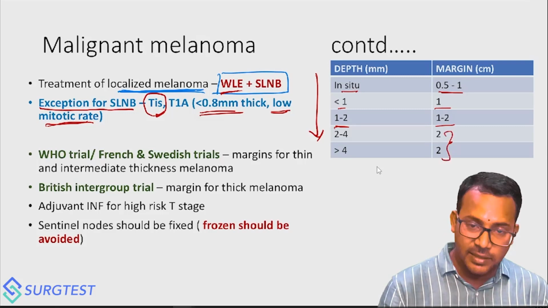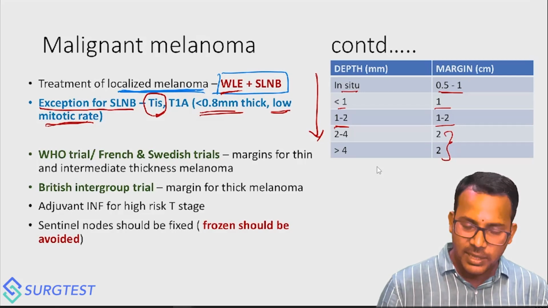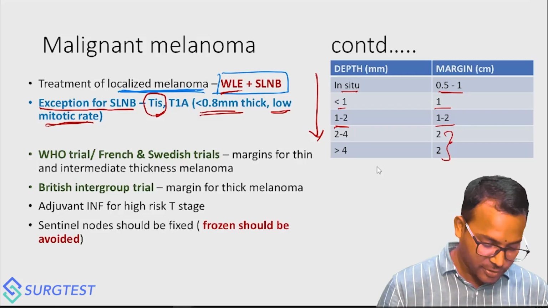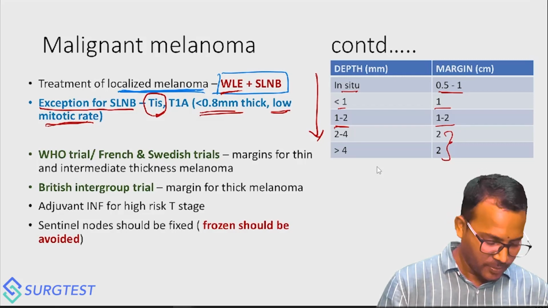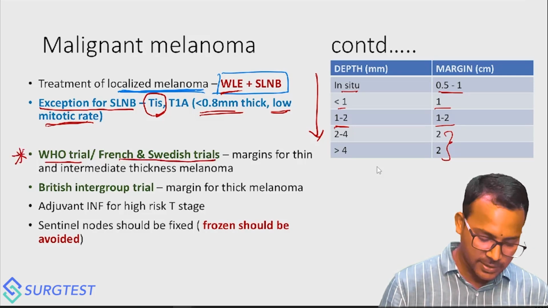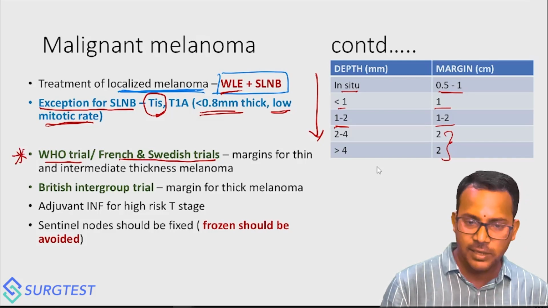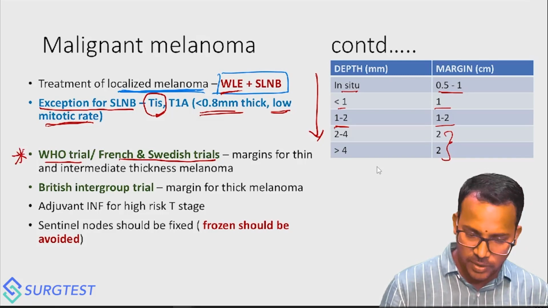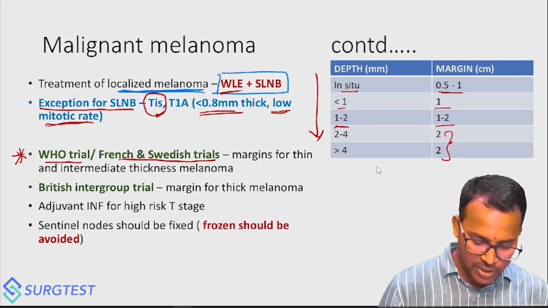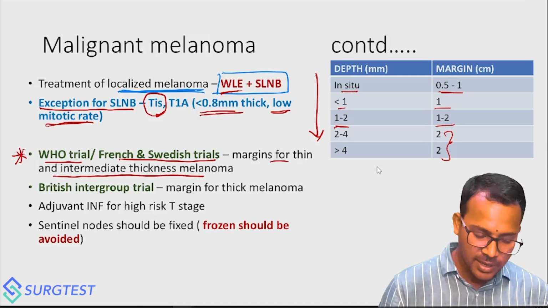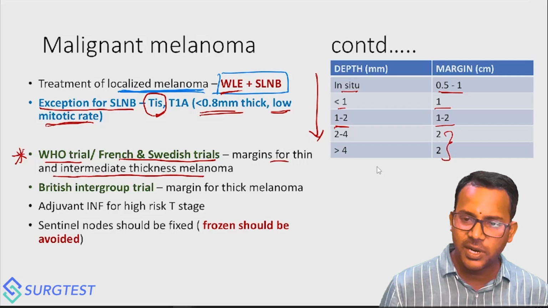Okay, and this understanding of thickness to the margin was brought about by various trials that I have enumerated here. You have something called the WHO trial and the French and Swedish trials. Okay, these were the two trials which have given us the information regarding the margins that you have to take for thin and intermediate thickness melanoma. So what are these thin and intermediate thickness melanomas?